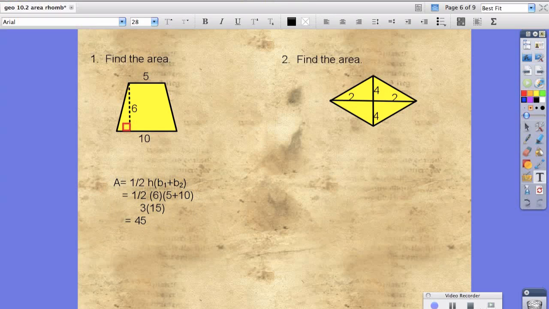So to find the area of this kite, the area is equal to 1/2 d sub 1 times d sub 2. So that is 1/2 times 4, because 2 plus 2 is 4, times the other one, which is 8. So the area is equal to 16 square units.